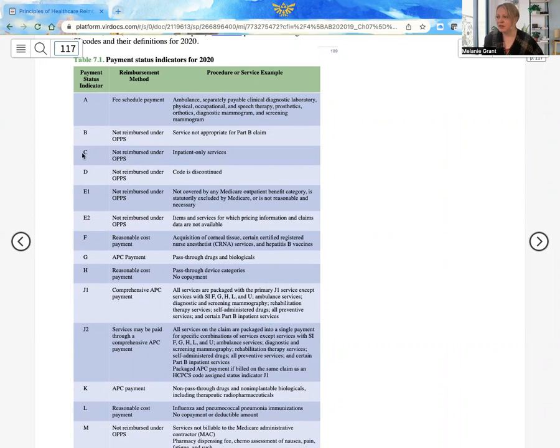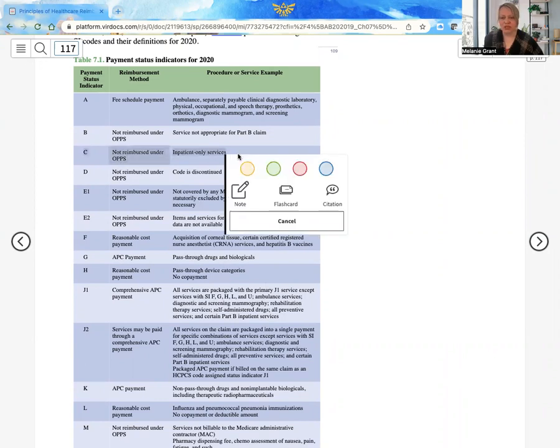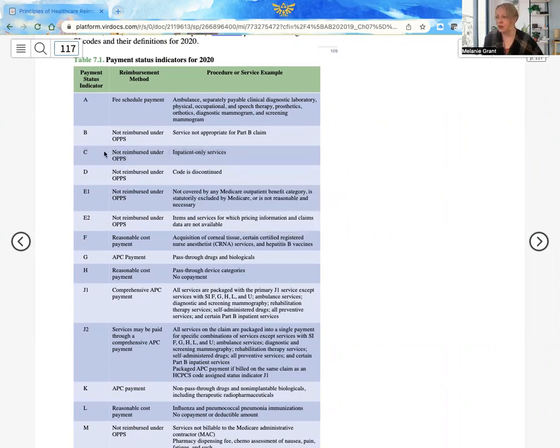However, if you're doing something that is typically an inpatient only service, you'll see that the code, when you pull it up, has a status indicator of C. As an outpatient provider, it's very important that you're familiar with that so that you're not doing that service in the wrong location. There's a lot of reasons for that.